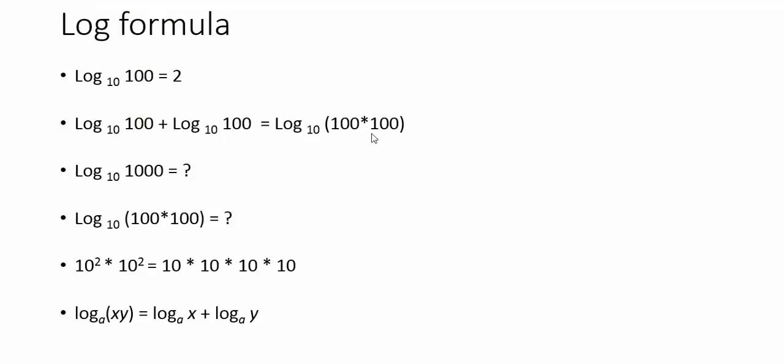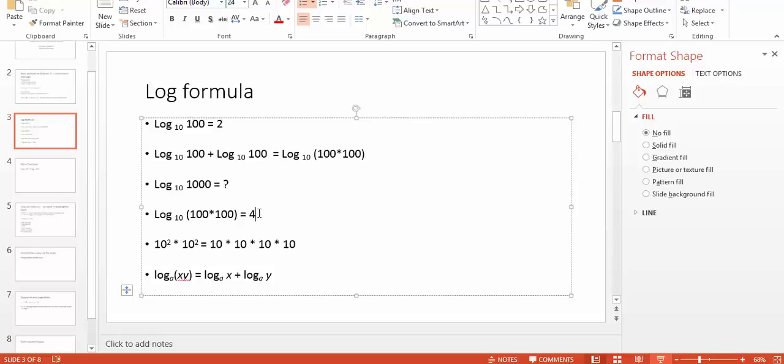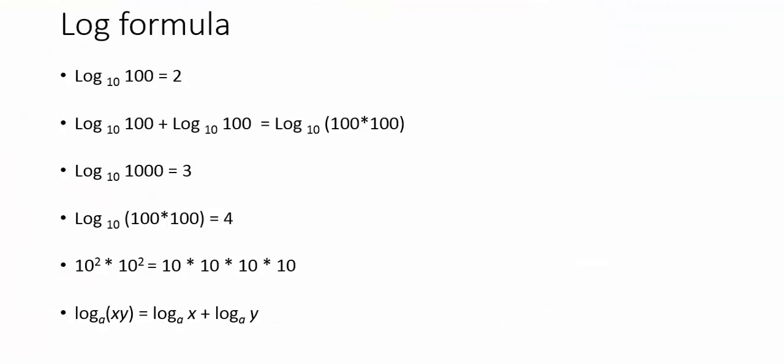So if we have something in the multiplication, we can write it because we are playing with the powers. 10 to the power what is 1000? So 10 to the power 3 is 1000. 10 to the power what is 100 into 100? So again 10 to the power 4 is 100 into 100. Then we have 10 to the power 2 into 10 to the power 2. It's nothing but 10 into 10 4 times.